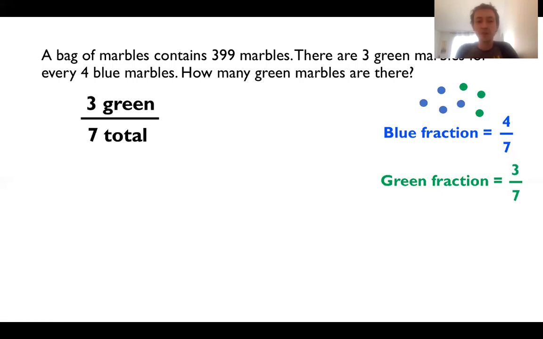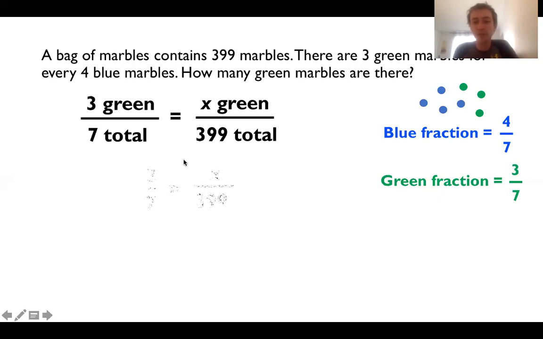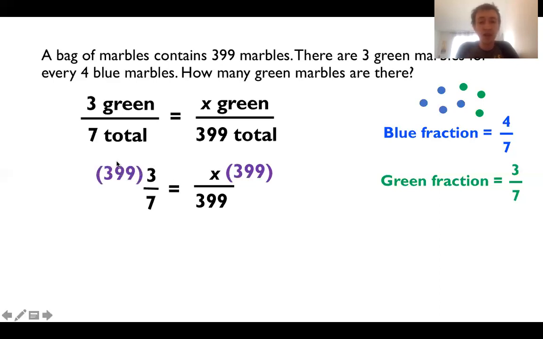So that is what we're going to use. 3 green over 7 total is equal to X amount of green, I don't know how many, over 399 total. And you can cross multiply this, but we're going to do it algebraically. It's ultimately the same thing. What we'll do is 399 times 3 divided by 7. But let's get the x by itself. X divided by 399, the opposite of dividing by 399 is multiplying by 399. That means we've got to do it to this side as well. So now we have gotten the x by itself, and it is equal to 399 times 3 divided by 7. You should get 171. So there you go.